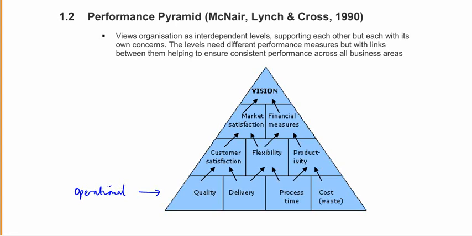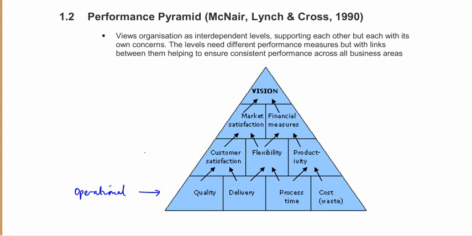You will need to monitor performance with regards to quality, delivery, process times and cost and wastage. So on a day-to-day basis you can look at the number of quality rejects, the percentage of deliveries that are on time, how fast you're turning inputs into outputs with your process time, and what sort of wastage levels there are. So things that we know are important on a day-to-day basis.